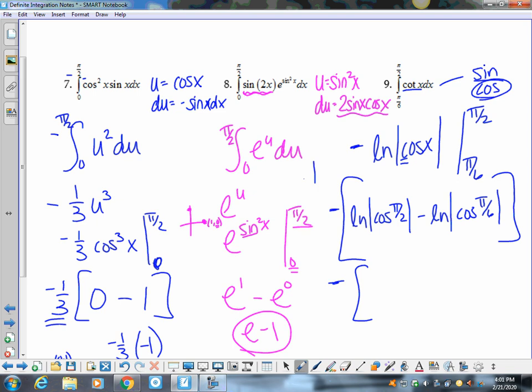Okay, cosine pi over 2, that's x. That's a 0. So ln of 0 minus ln, all right, pi over 6 is the little one, and that's ugly, pretty. Yeah, ugly, pretty. So that would be, all right, hold on. Dang it. All right, I just did this.